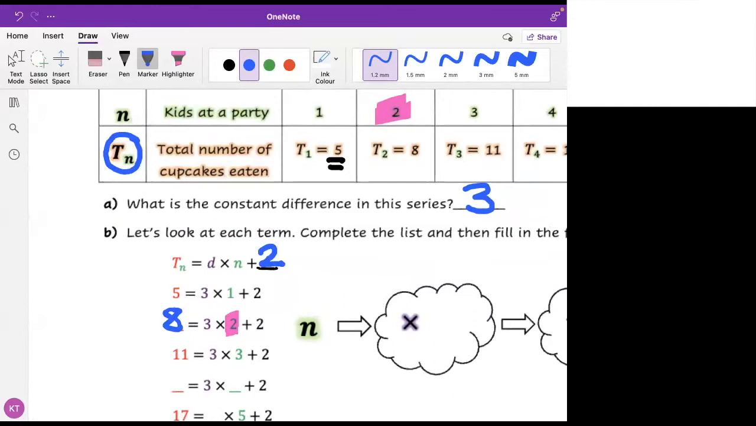Let's see if the next one makes sense, and then I'll answer some questions while I let you carry on with this table. So for the next one, let's have a look at the right-hand side. We're leaving 3 where it is. 3 times, what's the number on the top? The number on the top is 3. So 3 times 3 gives me 9, and 9 plus 2 will be equal to 11. What's on the bottom? Does the bottom equal 11? Yes, it does, so we know the sum does work.